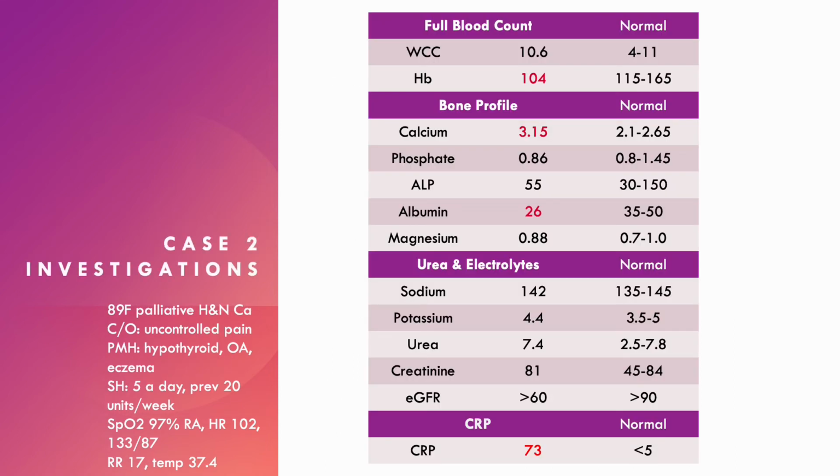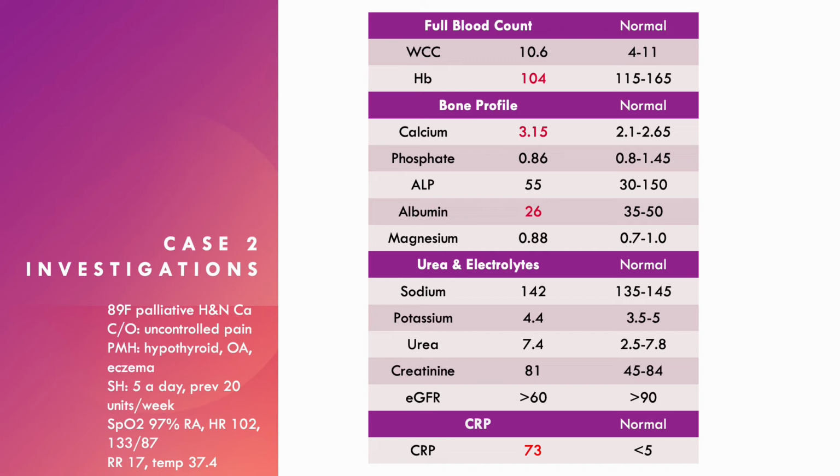So this is what you get when you look at the patient's bloods. So we start off by looking at the full blood count. The white cells are normal, high end of normal, but they're still normal. The hemoglobin is 104, a little bit low, but this patient has a chronic disease, so she's likely suffering from anemia of chronic disease. We look at the bone profile.